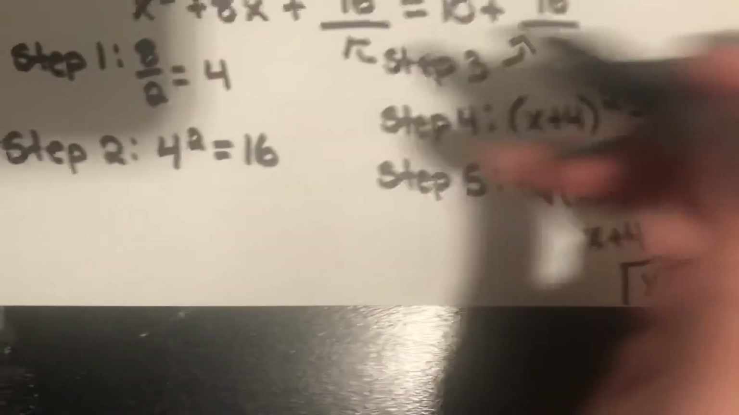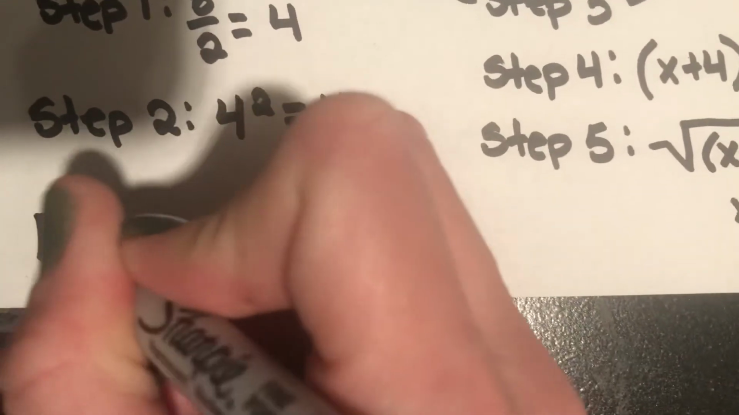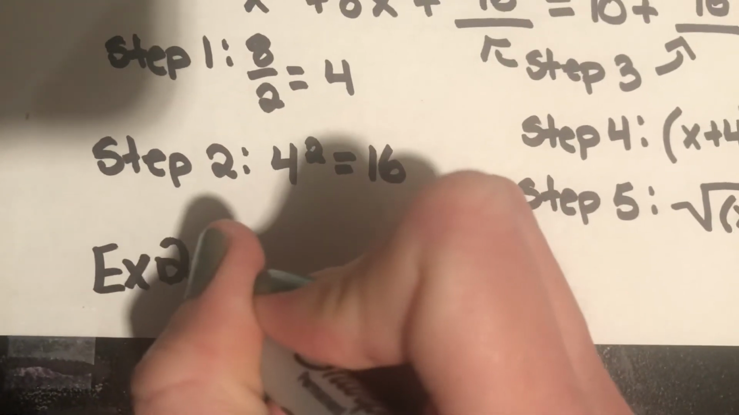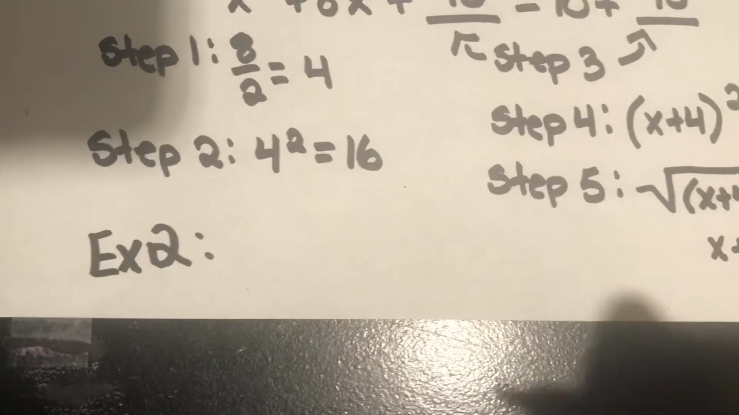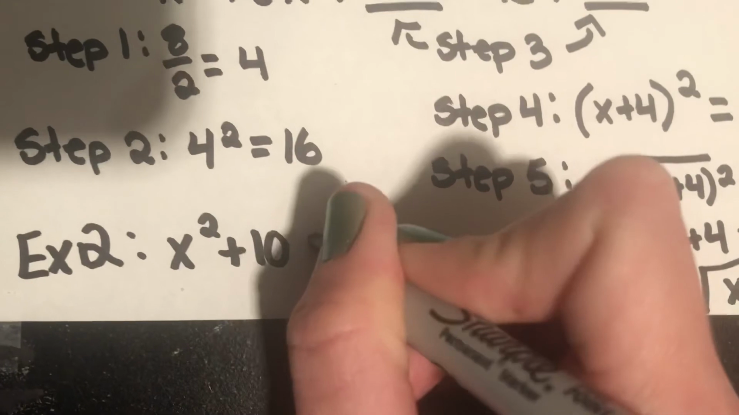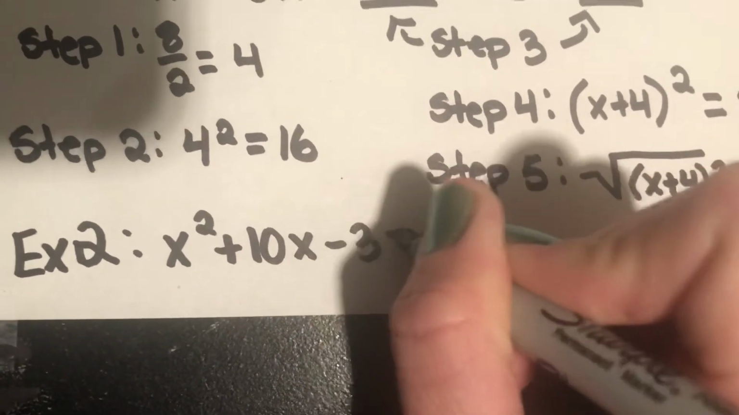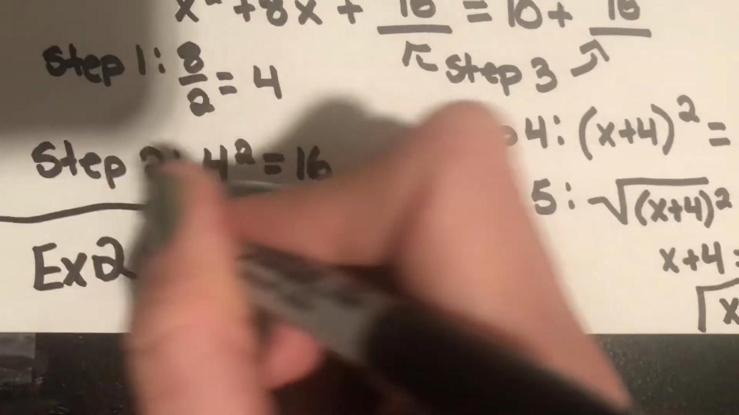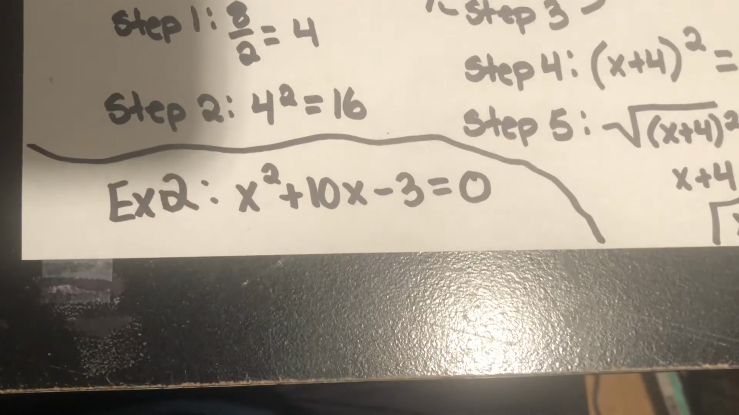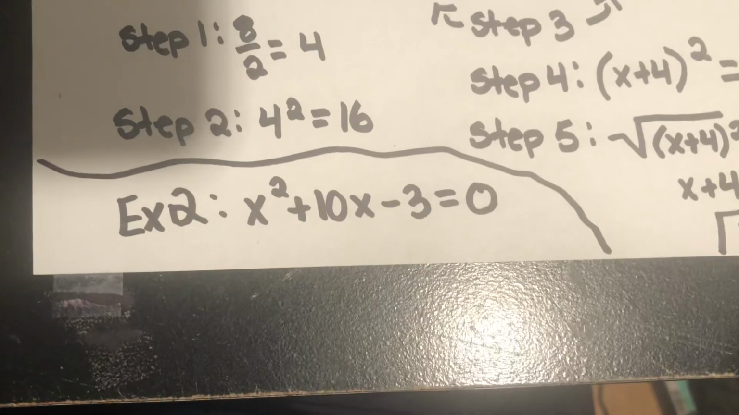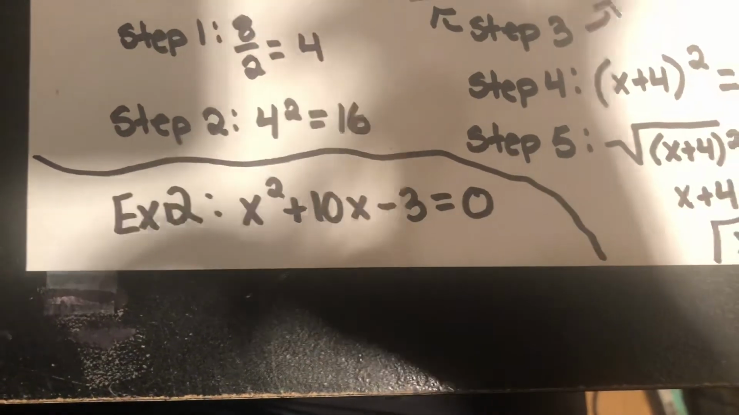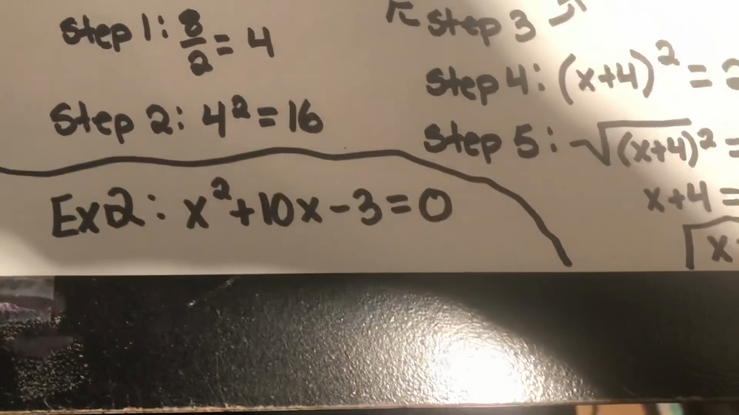I want you to try on your own. I will show the answer in a moment here. Example 2. I want you to try x squared plus 10x minus 3 equals 0. So that is your challenge right here. I'd like you to pause the video, try that problem, and then in a moment here, we will come back and I will show you the work and the answer.